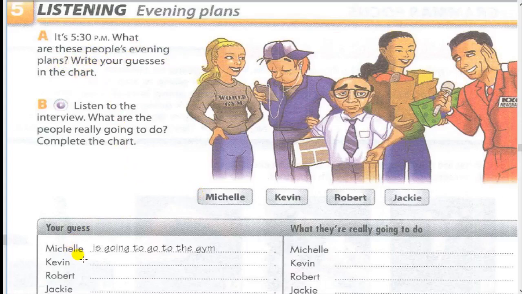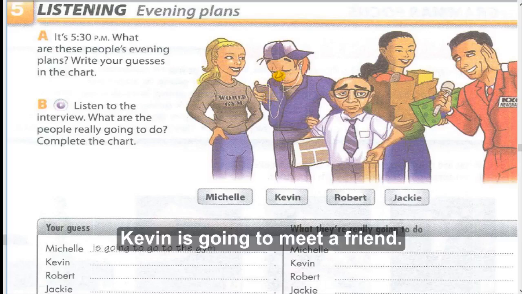Michelle is going to go to the gym. Guess, think. What is Michelle gonna do? Michelle is going to go to the gym. Kevin is wearing a purple shirt. He has a mobile. He's looking at time. Maybe he's talking to someone. So Kevin is going to meet a friend. Kevin gonna meet a friend. Meet a, T sounds like D. Kevin gonna meet a friend.